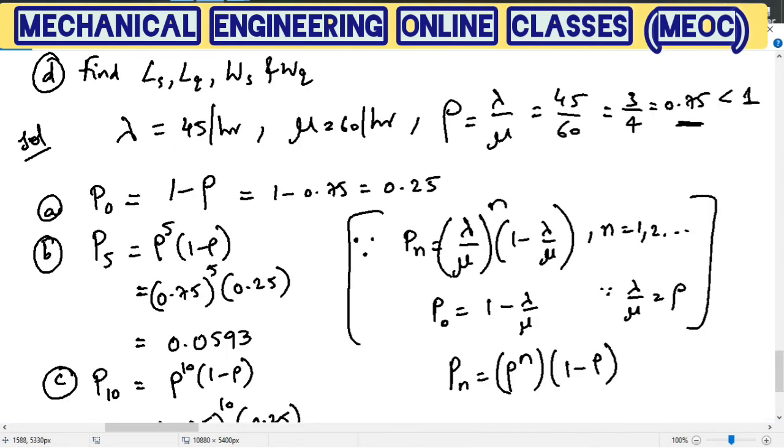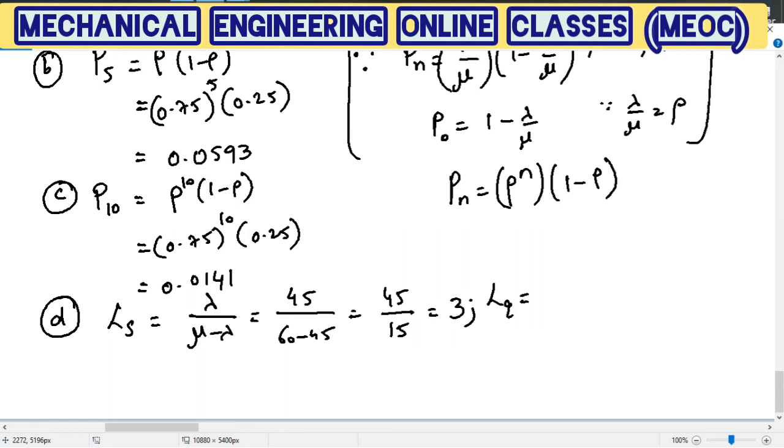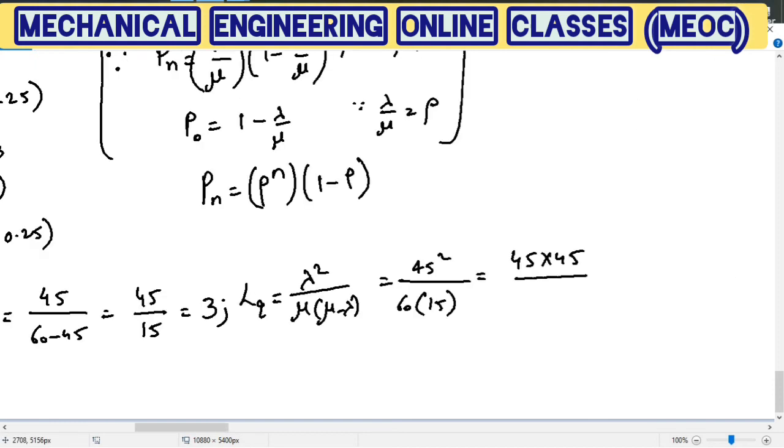We should also find LQ. LQ is the queue length, the average number of customers who are waiting for the service to be done. The formula is lambda square by mu into mu minus lambda. This is 45 square by 60 into 60 minus 45, which is 15. Now this will be 45 into 45 by 60 into 15. 60 can be written as 4 into 15 into 15. This is 3. This is also 3. This is 9 by 4.